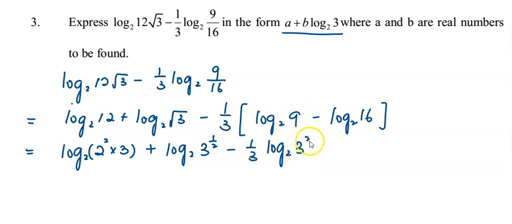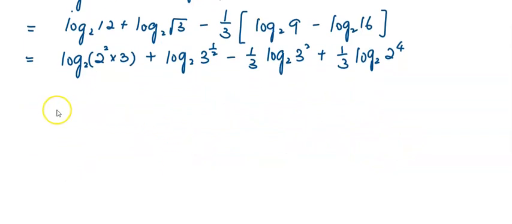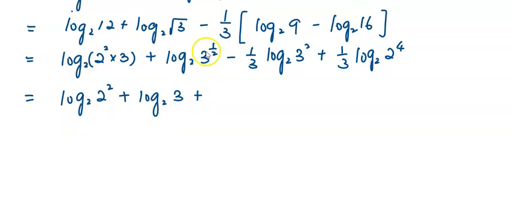9 can be converted into 3 squared, and negative multiplied by negative, you got positive 1 over 3 multiplied by log 16. I will convert that into 2 to the power of 4. Alright, next, this log can be split into two terms of simple log units, that is log 2 squared plus log 3 to the base of 2, and the power of 1 over 2 here can move to the front using the third law of logs, and after that the 2 moves to the front, you got 2 over 3 because multiply 2 by 1 over 3.